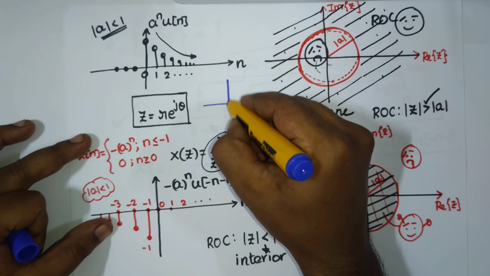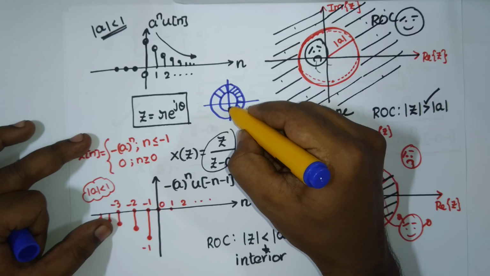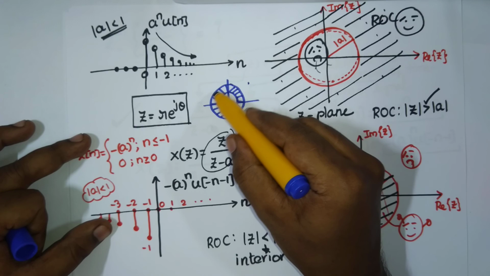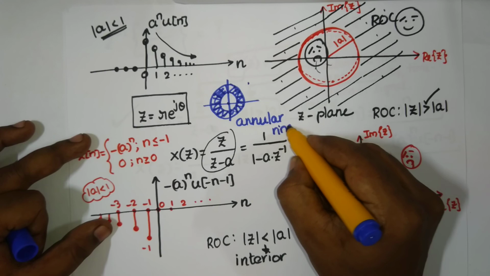If I have a combination of causal and anti-causal sequences, then this is my ROC. That means inside this and beyond this, the transform is undefined. The transform will be defined only within this ring. This is the annular ring. So this we will discuss later.